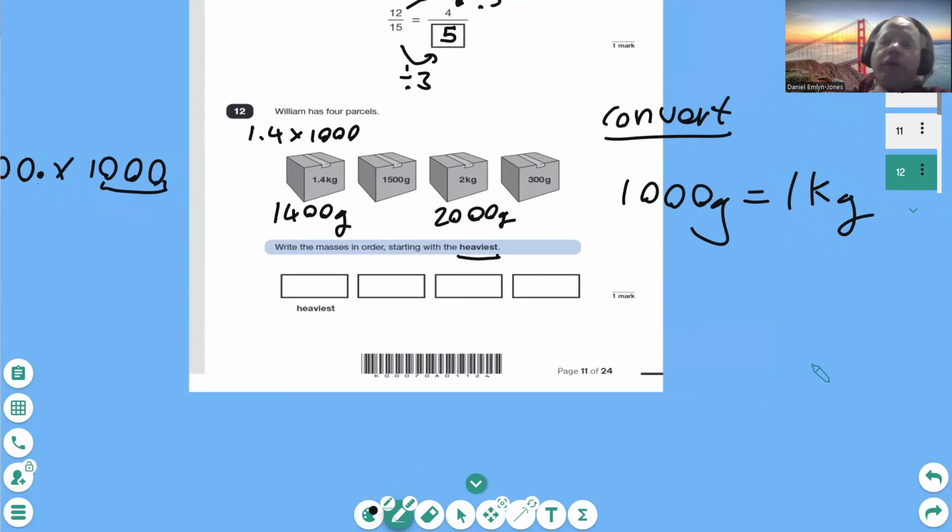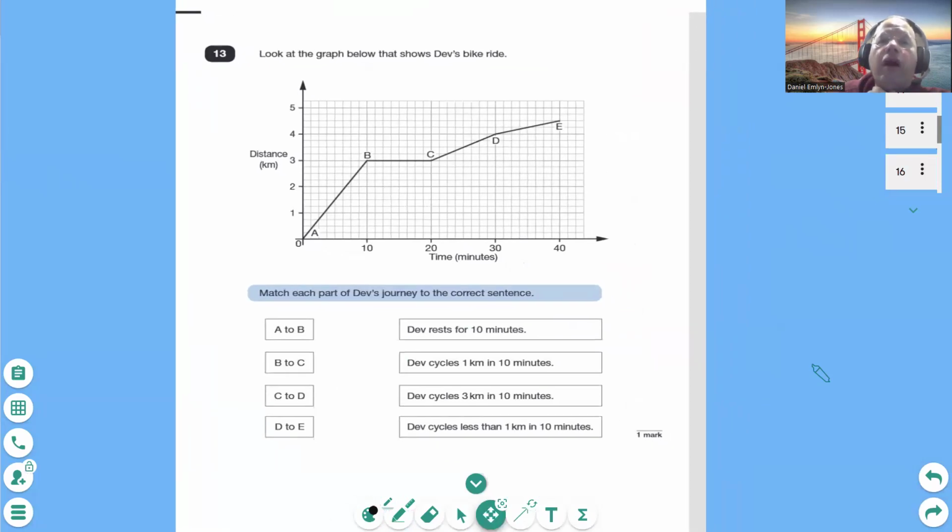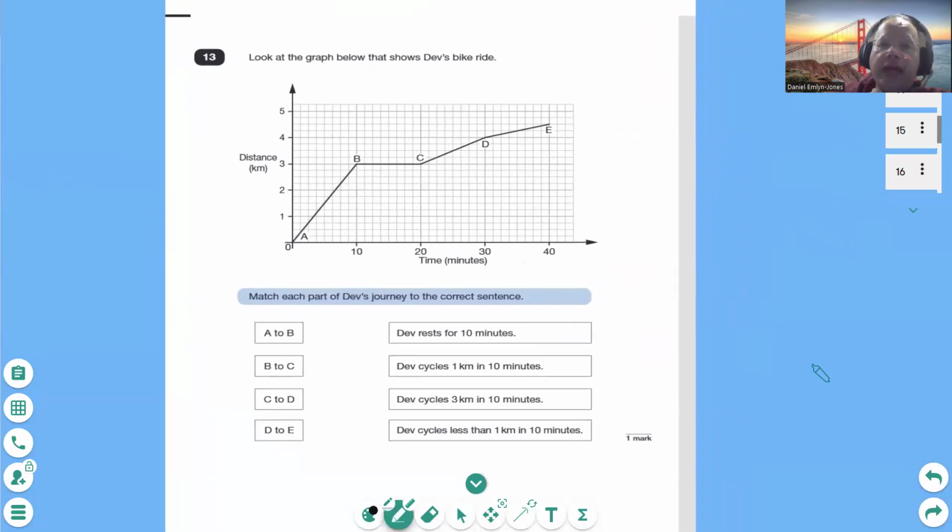So be careful to start with the heaviest. Heaviest is going to be 2 kilograms, won't it? And be careful to write it in the original way they did it. Done. Next heaviest will be 1,500 grams. Done. Next heaviest will be 1.4 kilograms. Done. The lightest will be 300 grams. Done. Great.